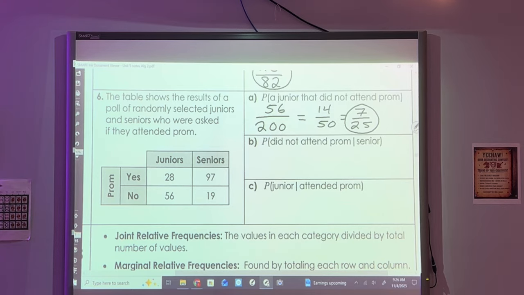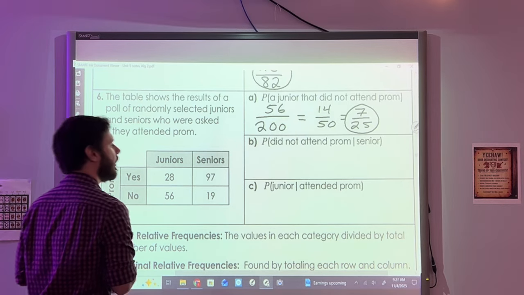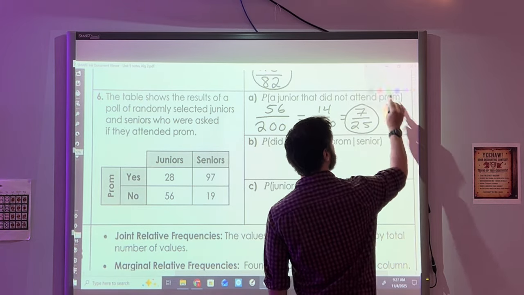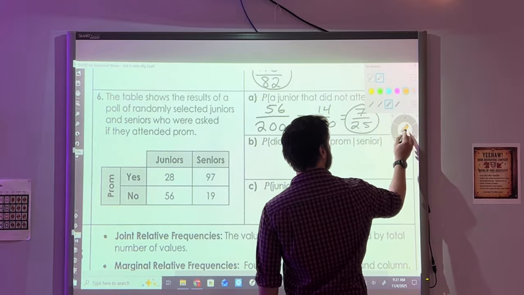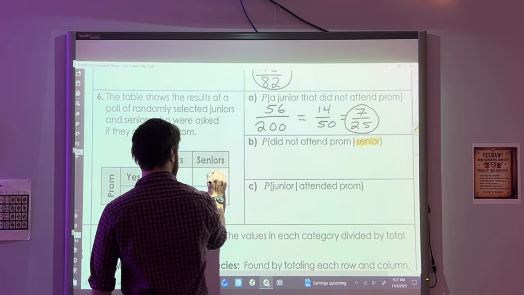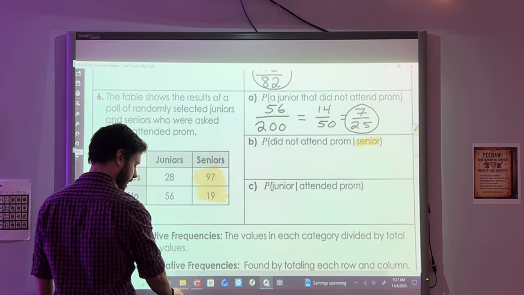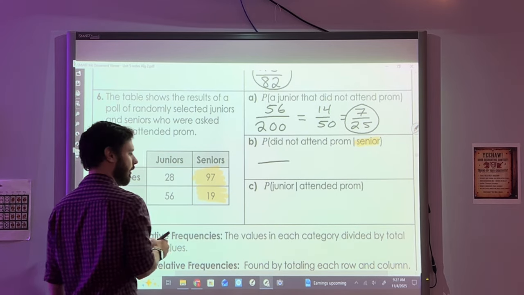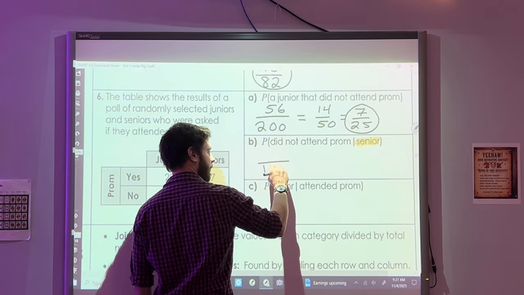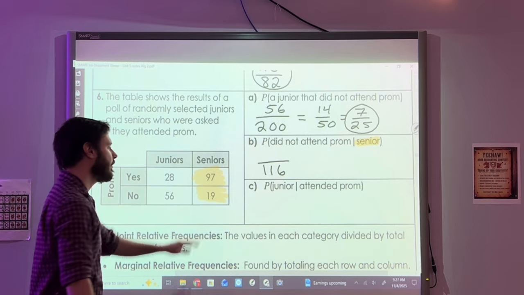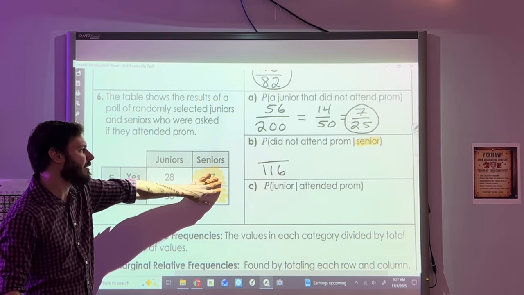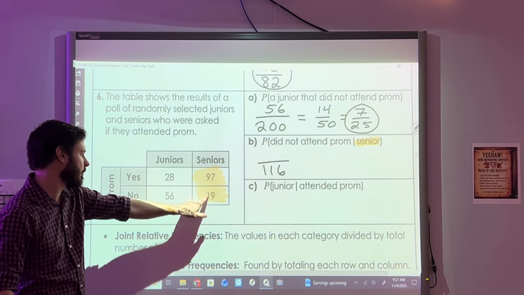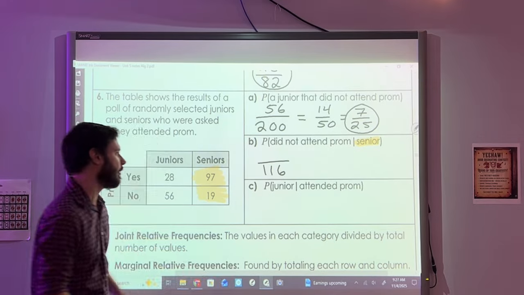All right, did not attend prom given that they are a senior. Seniors, senior, senior, senior. How many total seniors are here? 116. Of these seniors, how many did not attend prom? 19.